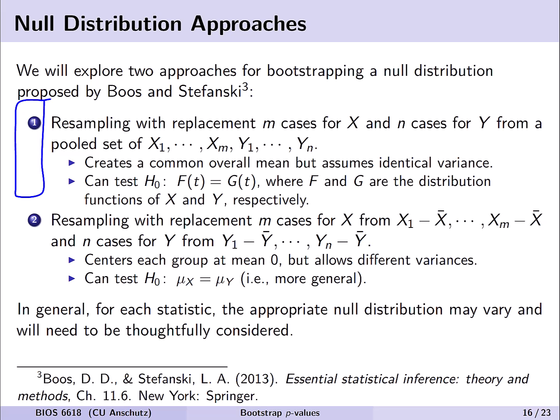Now, if we're trying to specify what type of null hypothesis we're testing here, it's this idea that we're specifically comparing F(t) equals G(t), where F and G are the distribution functions representing x and y. Or in other words, what we're really saying is that we think both x and y have the same, let's say, normally distributed data set with the same mean and the same variance. Now, we can actually relax this assumption by looking at strategy 2. Here we will focus on what we're calling the centering strategy. For each group, we're not going to pool them together, but instead we'll subtract from each observation its respective group mean.